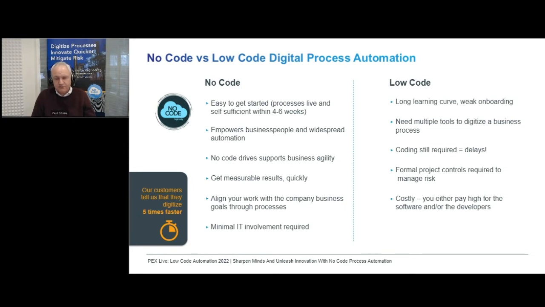You can also build those processes very quickly, so you'd be looking at a 4 to 6 week time frame to start receiving return on your investment. It empowers business people to take ownership of the processes and to define and refine them for themselves. This really encourages widespread automation, where the business people are the owners, they feel responsibility, and they're able to encourage their community to adopt those processes. And it drives support for business agility because you can change and modify those processes very easily.